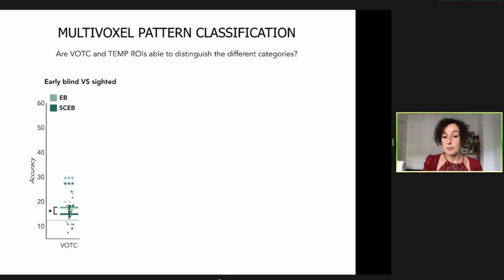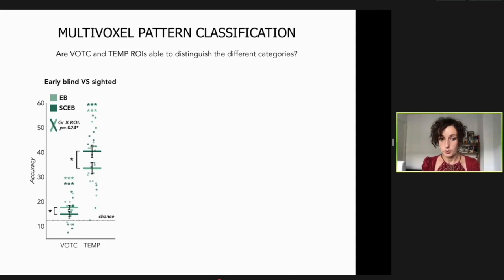As we reported also in our previous study, VOTC can decode the different categories significantly better than chance in both groups. However, we can see that the early blind, that is the light green here, have an enhanced accuracy compared to the sighted control in darker green. When we look at the temporal regions, also in this case, we see that these regions can decode the different categories significantly better than chance in both groups. But in this case, we see that the accuracy is actually enhanced in the sighted compared to the blind, driving to a significant group by region interaction.